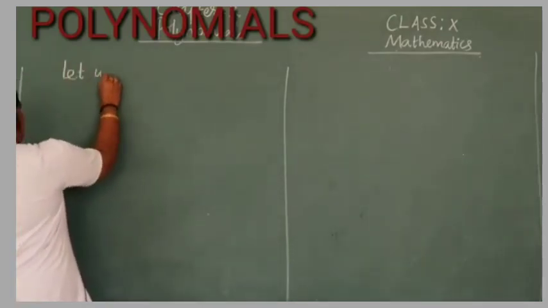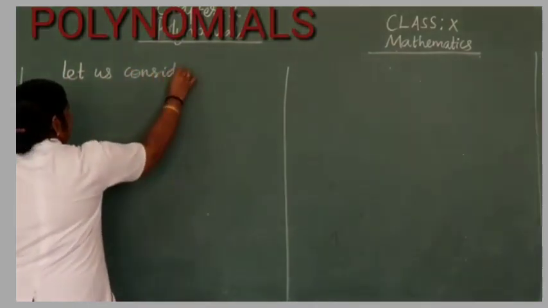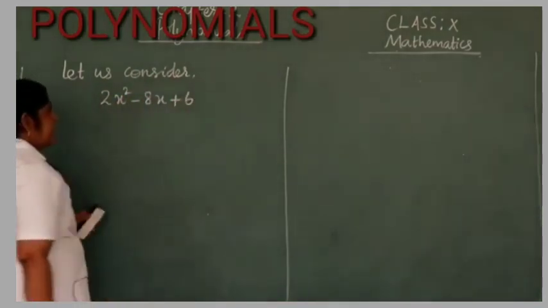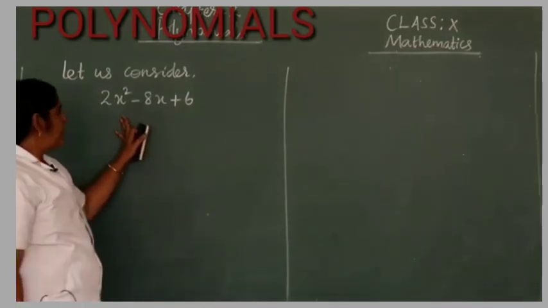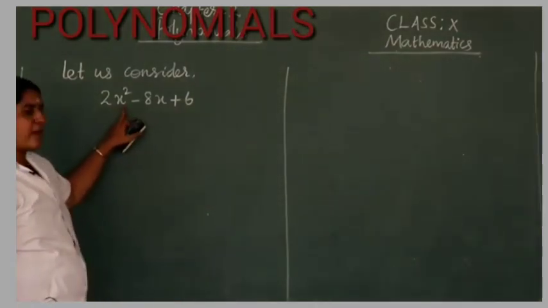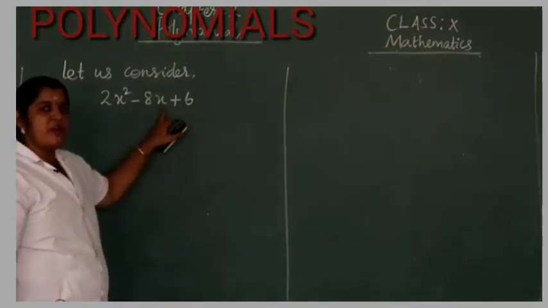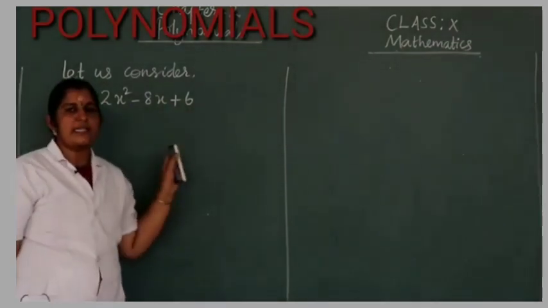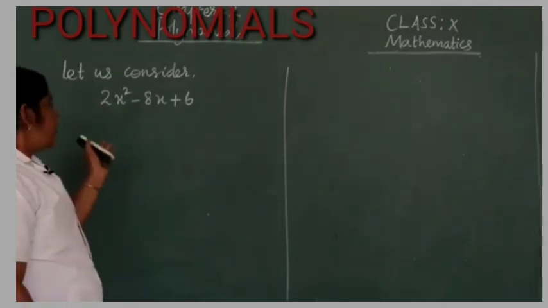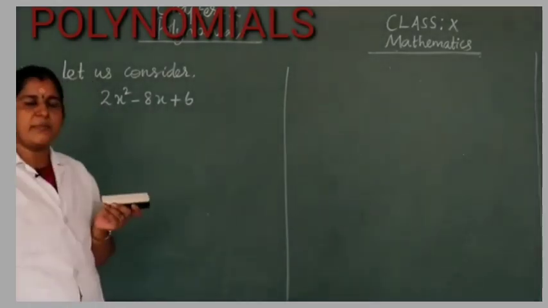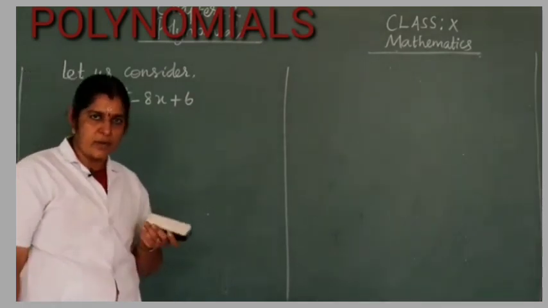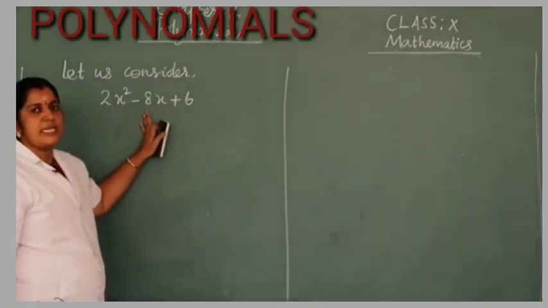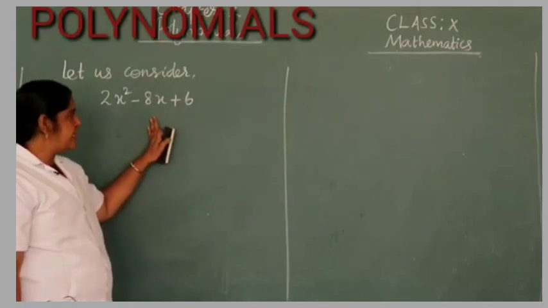So let us consider a quadratic polynomial 2x square minus 8x plus 6. So this is a quadratic polynomial where the coefficient of x square is 2, the coefficient of x is minus 8 and the constant term is 6. Now if you are asked to find the zeros of this quadratic polynomial, how will you do? You need to use the factorization method. In a quadratic polynomial we need to use the splitting the middle term method to find the zeros of this polynomial.